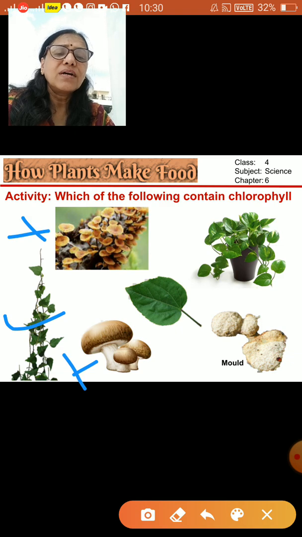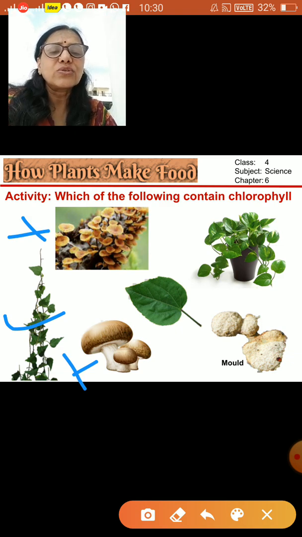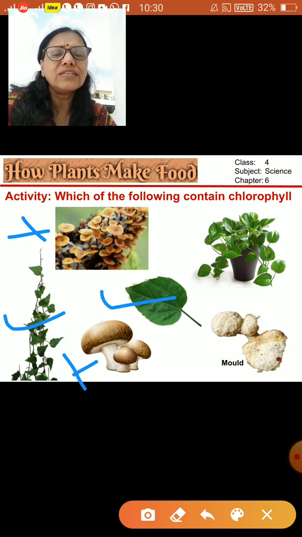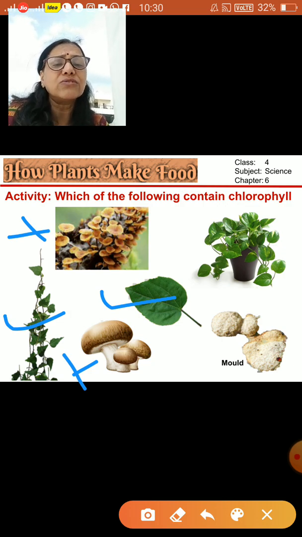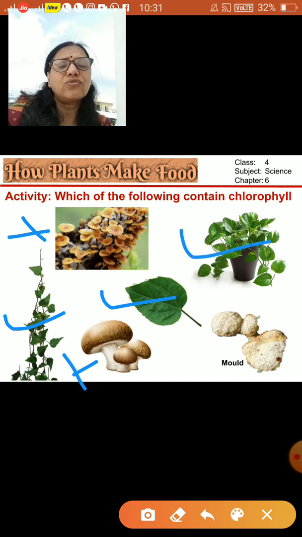Here again a green leaf is there, so it contains chlorophyll, right? Another one here, a potted plant, whose leaves are all green in color. It means they contain chlorophyll.